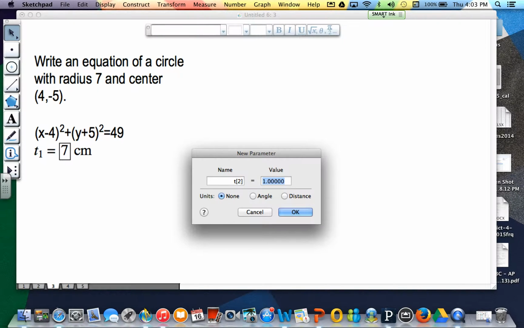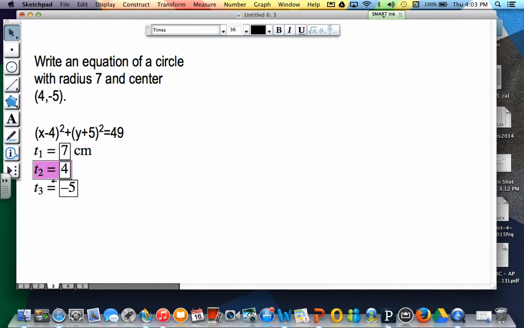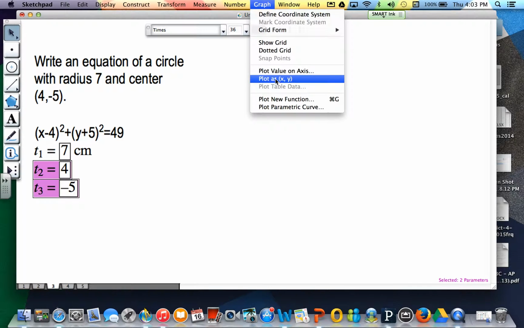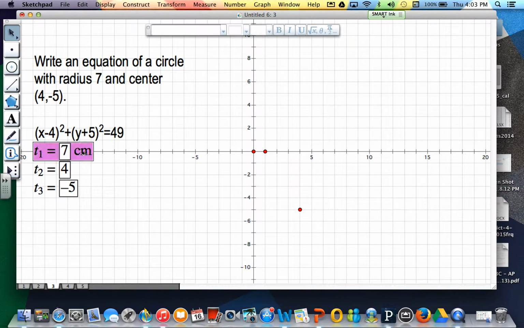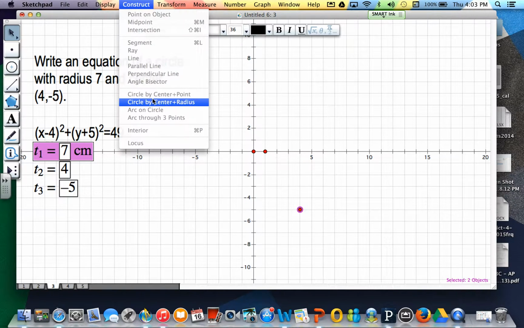Let's first set up some parameters, 4, and then set up the parameter -5. Plot the point (4, -5). Yeah, that makes sense. And then create a circle that has radius 7 with that center.